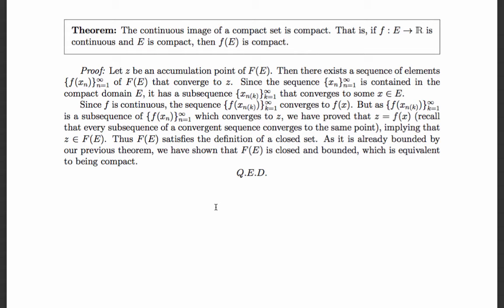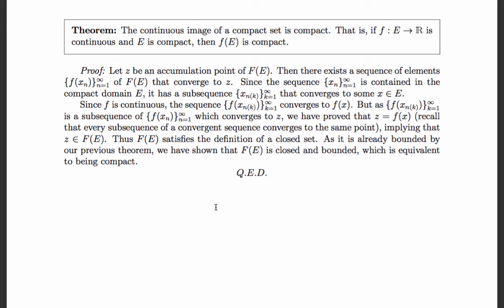Okay, so back to our proof. Let Z be an accumulation point of f of E. Then there exists a sequence of elements f of xn of f of E that converge to Z. Remember, if Z is an accumulation point of f of E, then every neighborhood of Z has infinitely many entries of f of E, and from those entries we can construct a sequence that converges to Z. So let f of xn be precisely that sequence that converges to Z.